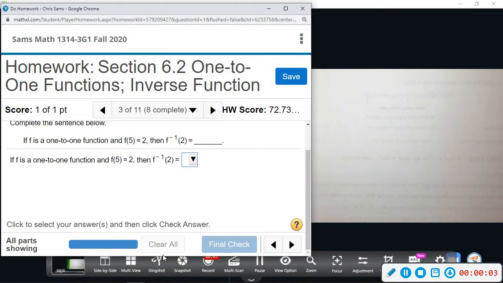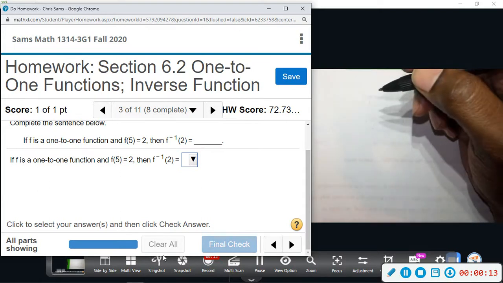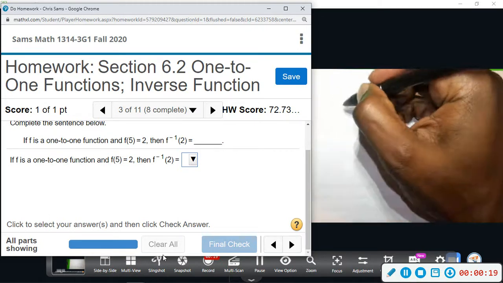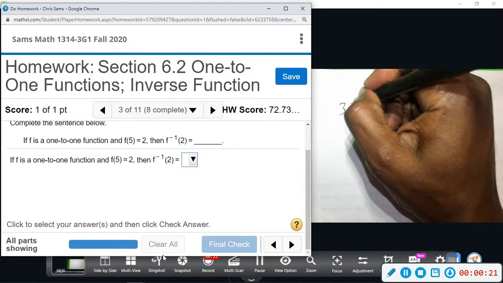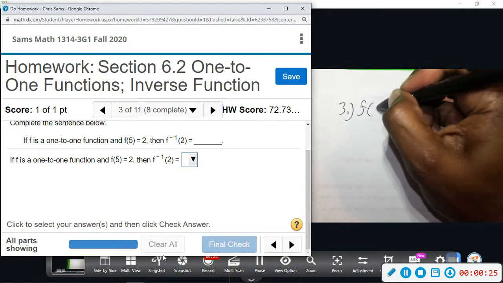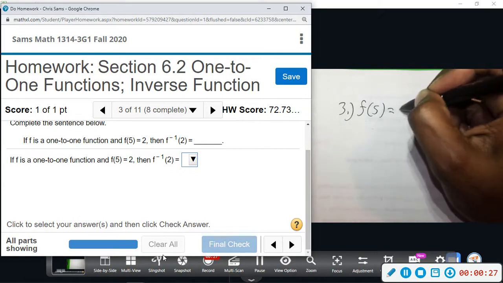Alright, question number 3 says f is a one-to-one function. That means each x is given one y. If f of 5 equals 2, then the inverse. So this is what you get. Knowing that this function is one-to-one, f of 5 equals 2.